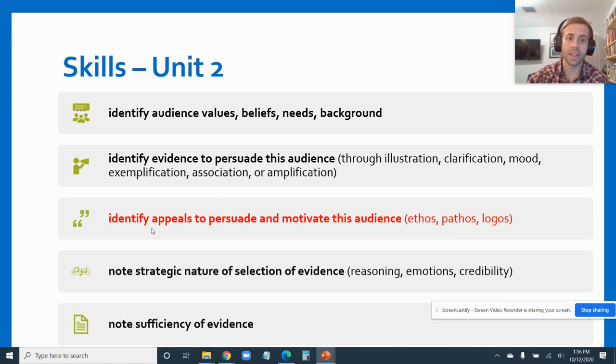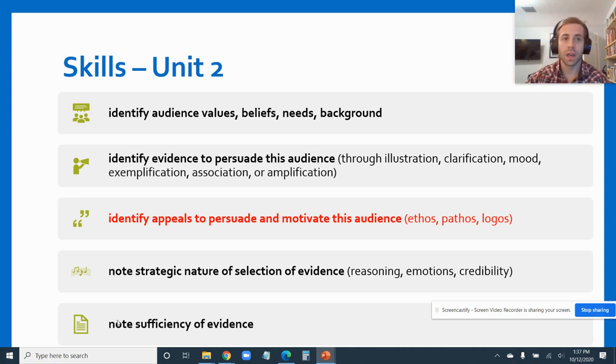We're going to take a look at different types of rhetorical appeals that people use. So appeals to ethos, pathos, or logos, which are credibility, emotion, and logic. And then we also have to note the strategic nature. So not only what is the author doing, but how is the author using maybe an appeal to logic and reasoning to advance their argument? Or how is this author using an appeal to emotion to elicit an emotional response? And how does that affect their readers?